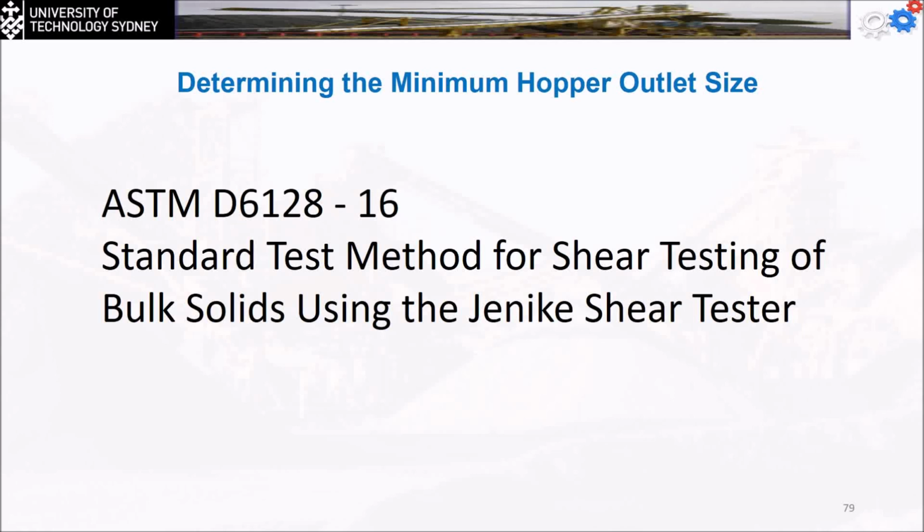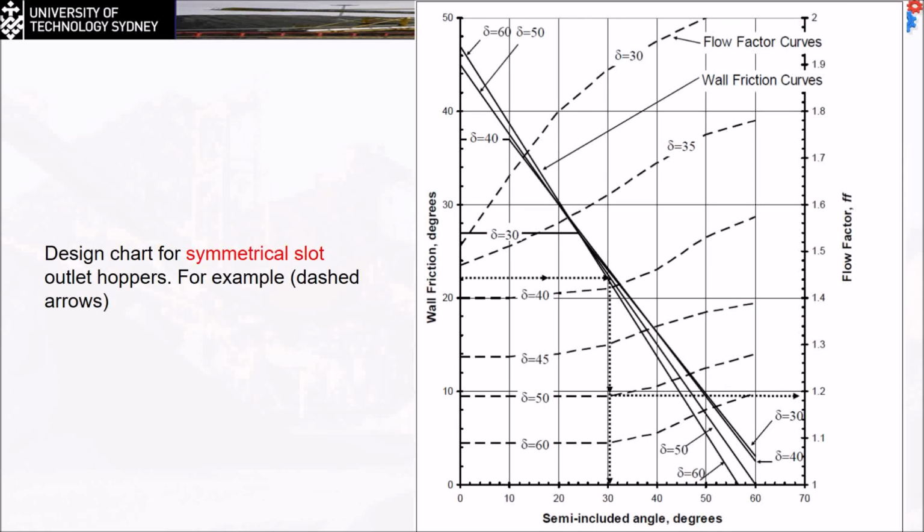Now, this graph is used to design the chart of the symmetrical slot outlet hoppers. This is an example we have here. So we understand how to find the value of the wall friction in degrees, right? We said if I know the value of mu, I can find the value of the wall friction in degrees, the delta wall. Then I will know the wall friction curve, and I'm going to use it against the flow factor curve.